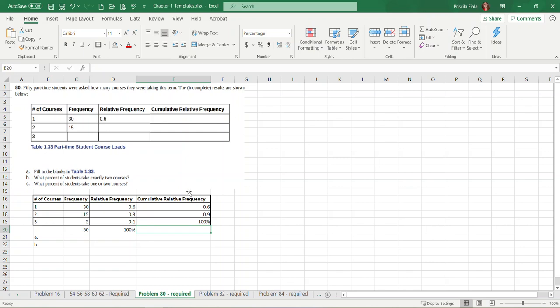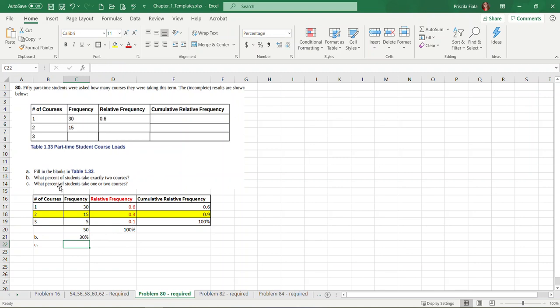Okay, now we have the whole table to answer the question. So the question is, fill in the table. I did. So here it is really B and C. It asks what percent of students take exactly 2 courses. So we're talking about this row right here, and it's asking me for a percent, so I'm looking at my relative frequency over here. What do we have for students taking 2 courses in percent? 30%. So I'm going to do equals this value. It's going to be 30%.